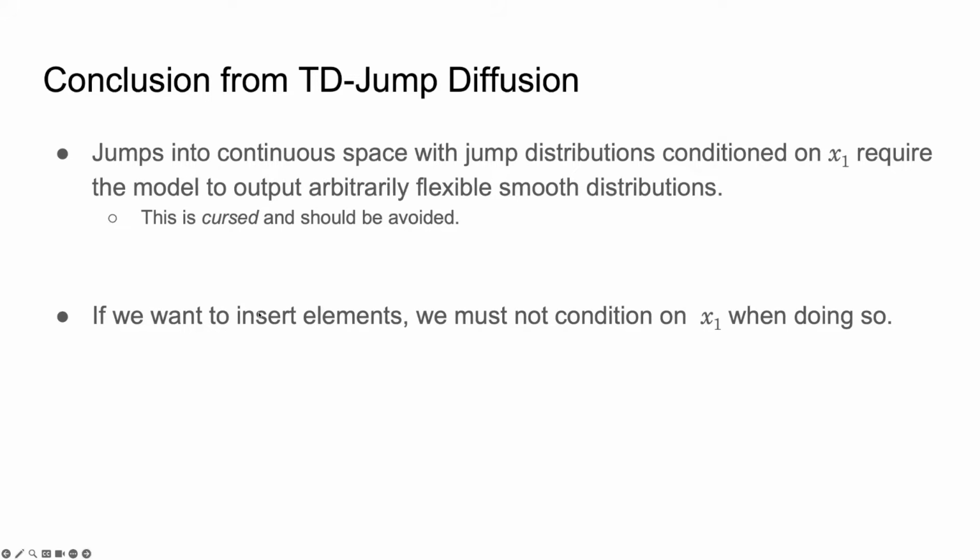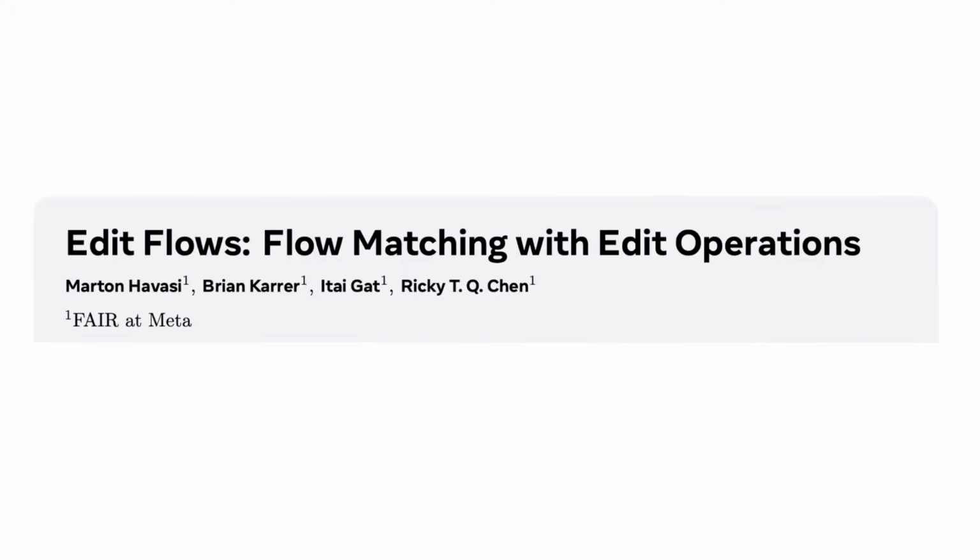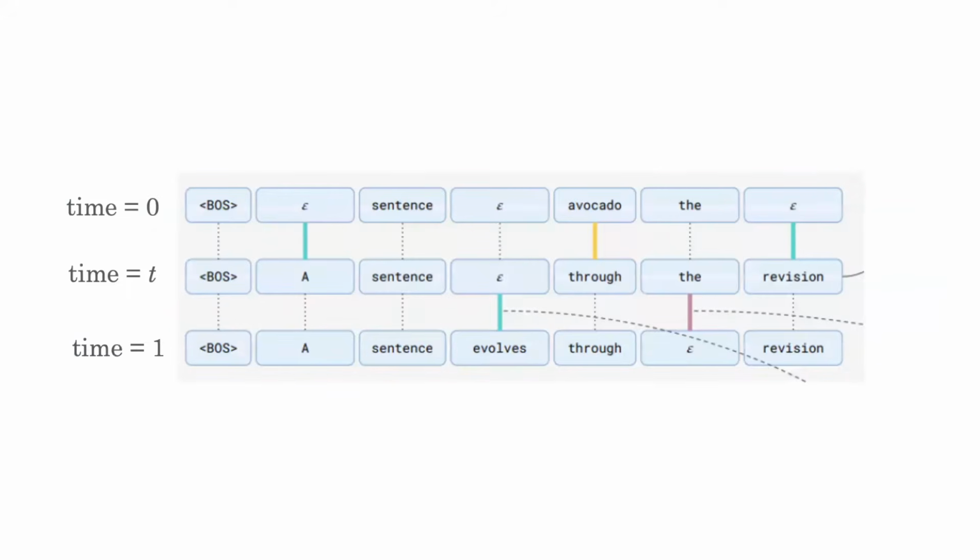So the lesson here is that if you want to insert an element, you must not condition on x1 when doing so. That's what causes this problem in the first place, because when you condition on x1, you get a mixture of all of your data distributions for where that element can jump to. So that was one approach to handling variable length states, and there's another recent one in the discrete domain called edit flows, which is also a very nice paper.